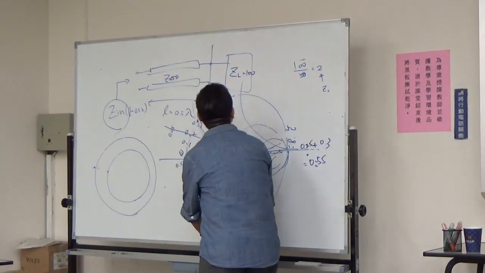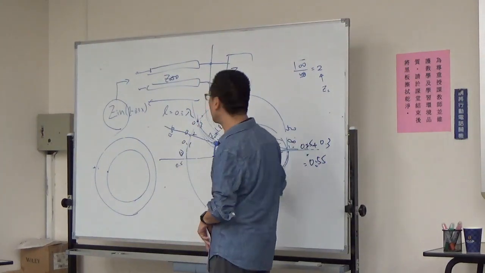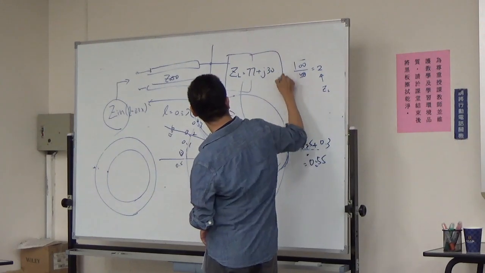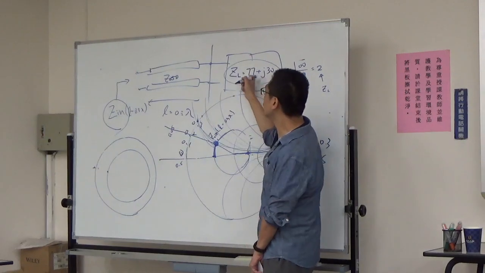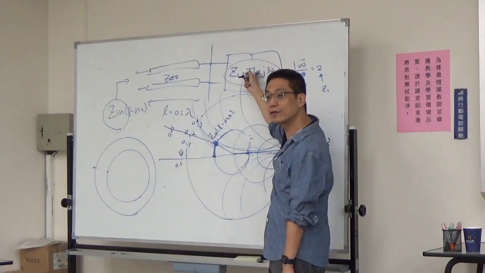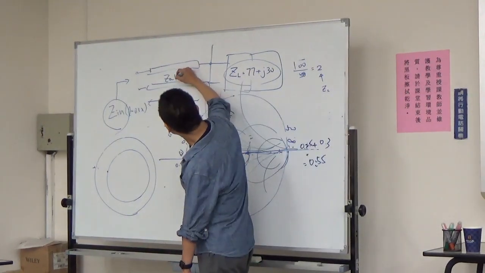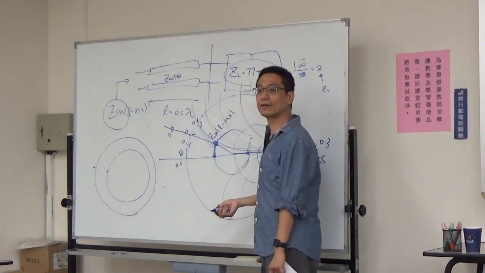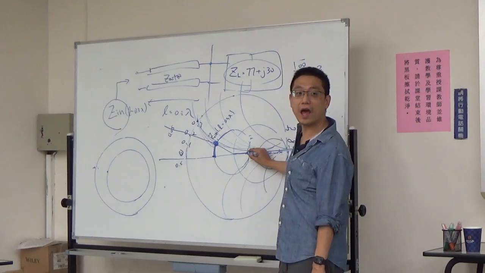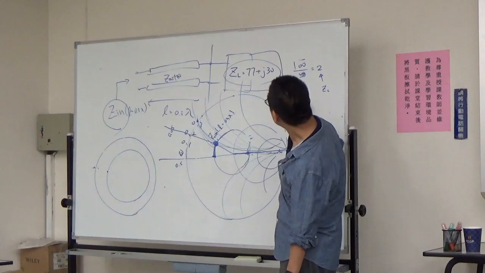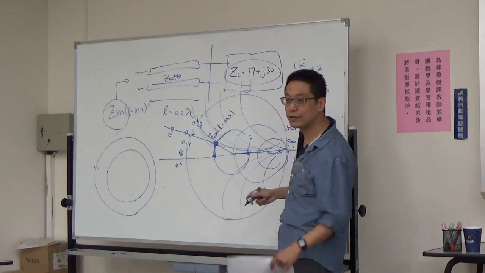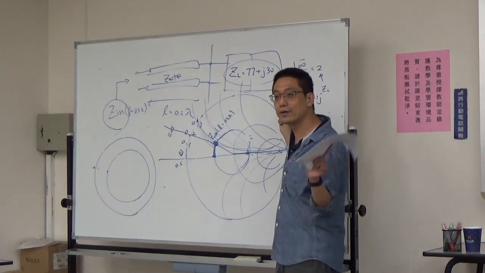For the final exam, you will get more complicated numbers, maybe 77 plus J30. So you need to find out the normalized number for this load first. And maybe this is 100. So your beginning is not here. Your ZL is 0.77 plus 0.3J. Can you find this point on your Smith chart?